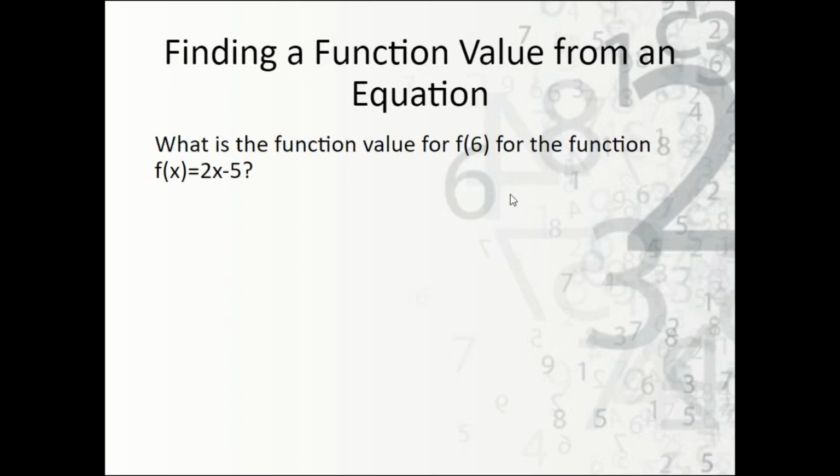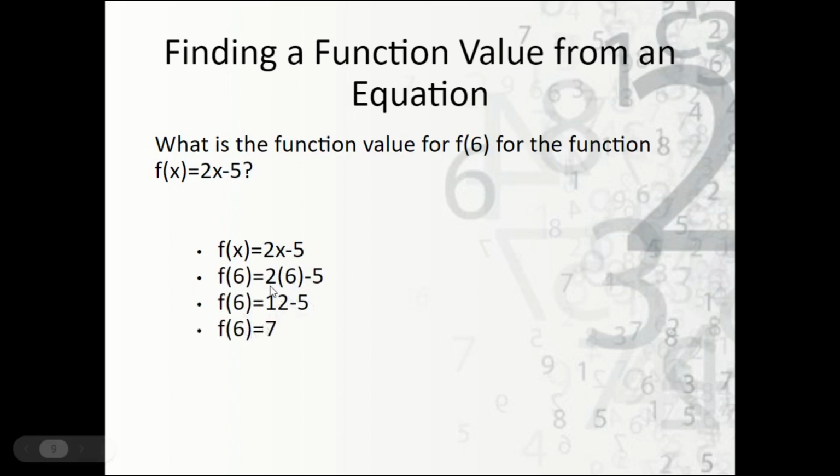So it says, what is the function value for f of 6 for the function f of x is equal to 2x minus 5? So what we're going to do is we're going to take f of x equals 2x minus 5, and we're going to plug 6 in for x. So it goes here and here. So f of 6 is equal to 2 times 6 minus 5. Well, 2 times 6 is 12. 12 minus 5 is 7. So the function value for f of 6 is 7.